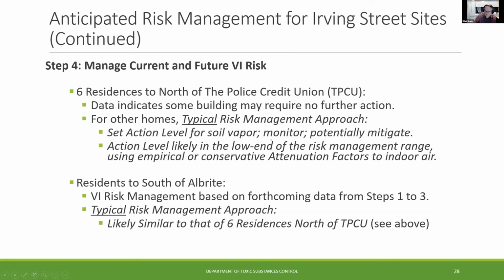But what would typically be done by the management for this region, for our regional geology, for sites of this type, would be to set an action level, likely for exterior soil vapor probes, now that we've correlated soil vapor exterior to indoor conditions, and monitor those for stability. And if things worsen unexpectedly, potentially move to a mitigation of the affected structures. The action level would likely be at the low end of the risk management range and would likely use either conservative attenuation factors between soil vapor and indoor air, or, if the data has been generated, empirical attenuation factors that are specific to the building, or a lot of buildings that were built at the same time have common construction, common condition.